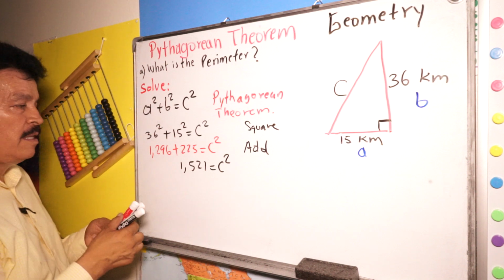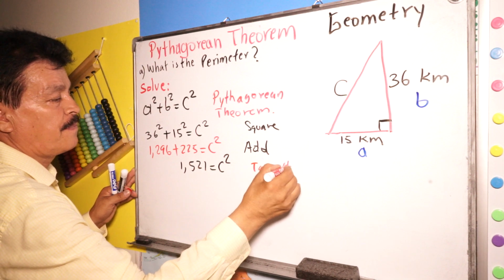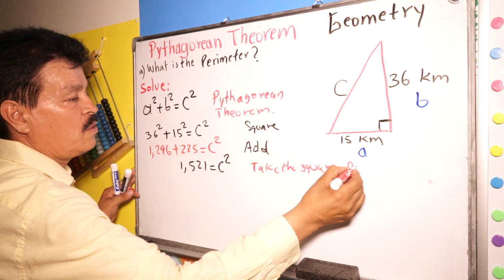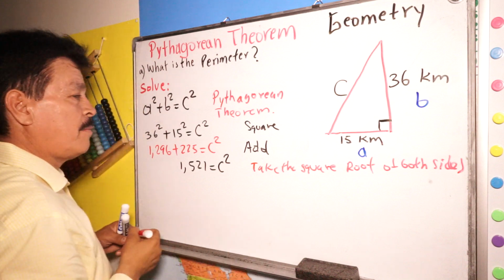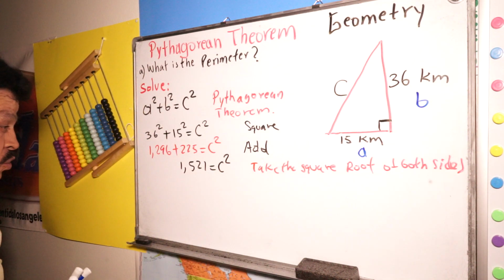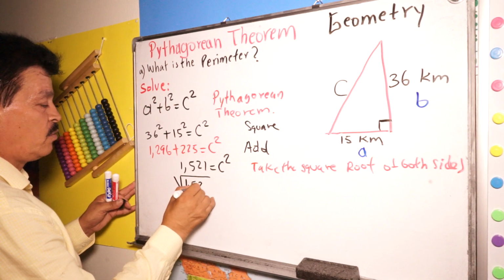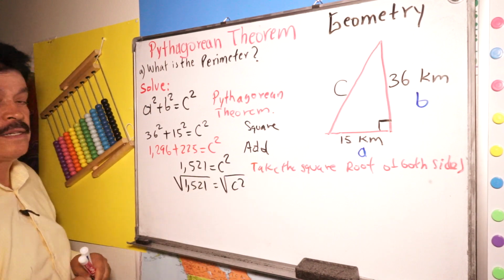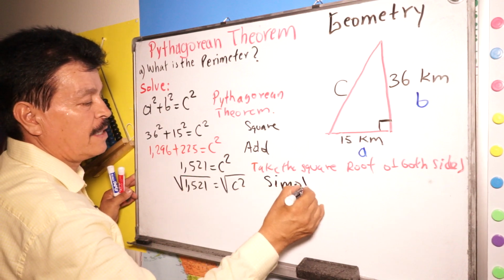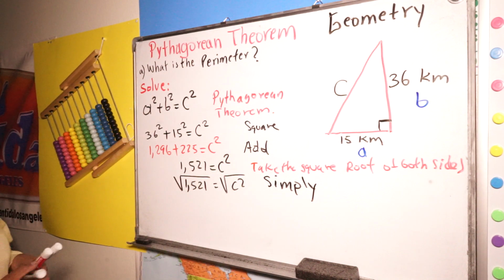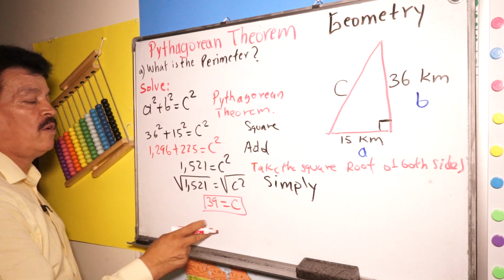After you add, take the square root. Take the square root of both sides. So the square root of 1,521 equals the square root of C squared. Now the next step is to simplify. If you simplify, you're going to have 39 equals C. So now we know how much C is right there.